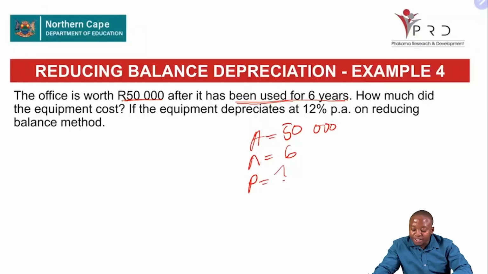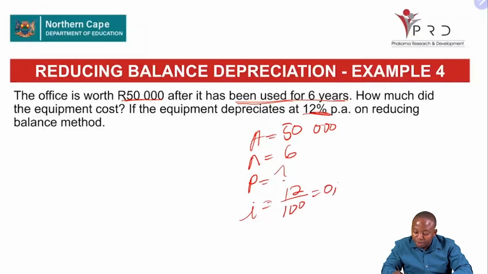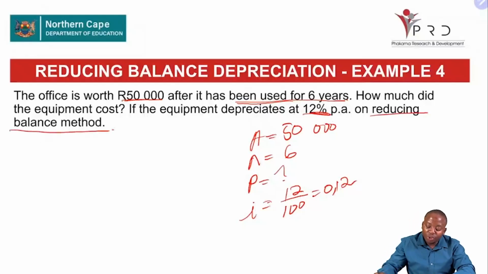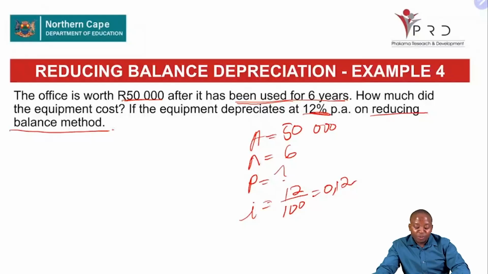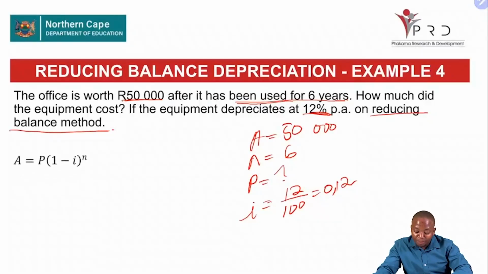If the equipment depreciates, we are given the rate of depreciation. We are converting that into our I. We get the rate over 100, which is 12 divided by 100, which is 0.12, on a reducing balance method. So that we know which formula to quote down, it is the compound formula, A is equal to P into (1 minus I) all raised to the power N.